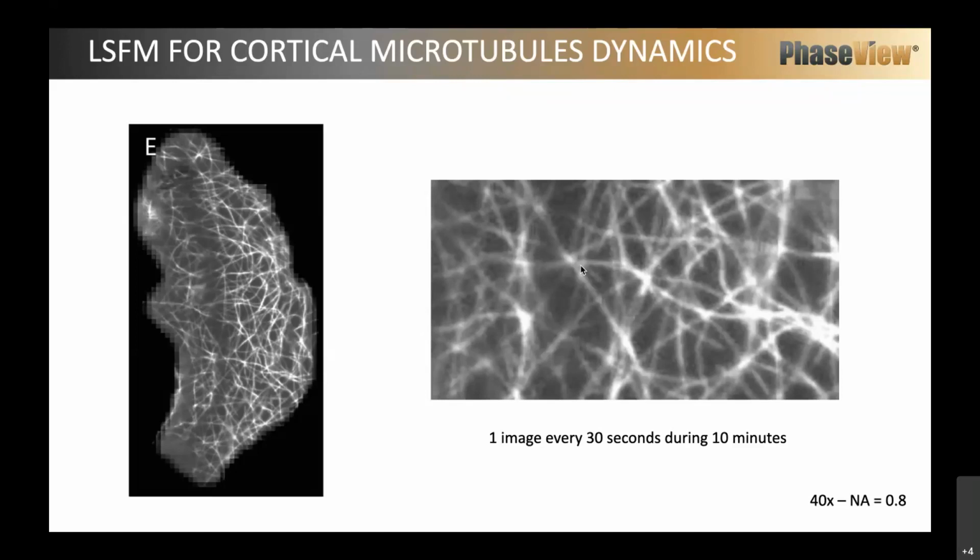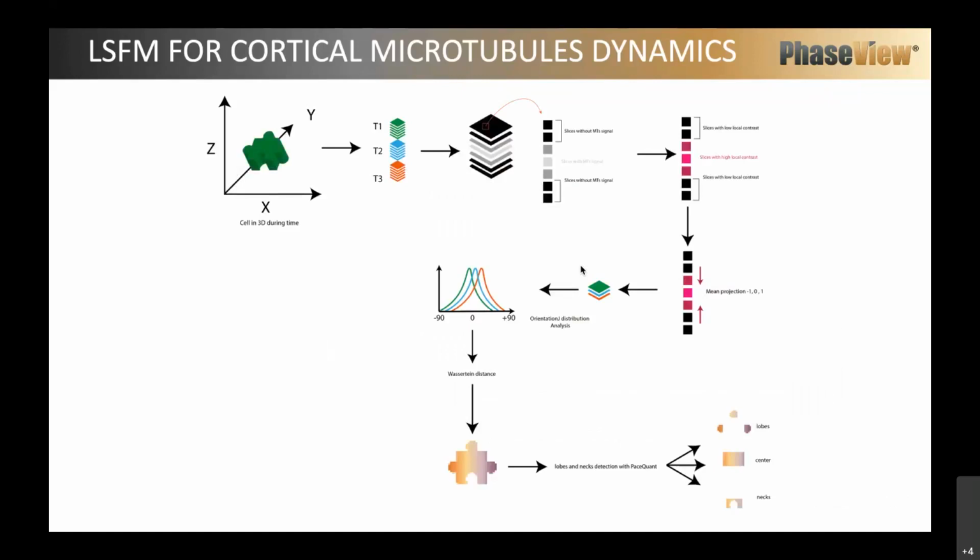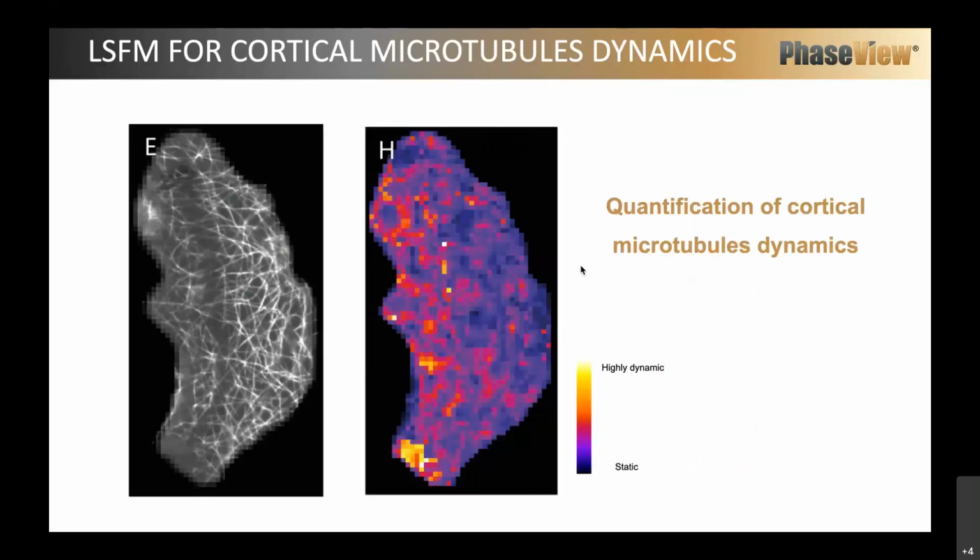Of course, I quantified the dynamics and did some analysis. I won't go into the detail, it's just to show you that we can analyze this image. Something I did is a heat map of microtubule dynamics, where you can see in yellow the parts where the microtubules are highly dynamic, and some parts of the cell where the microtubules are more static.